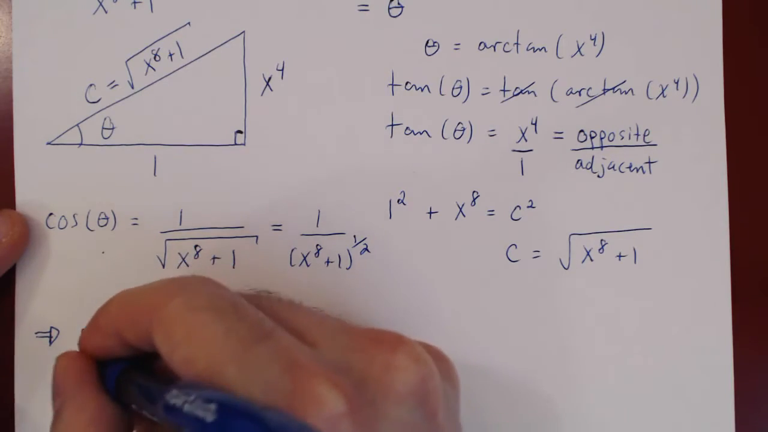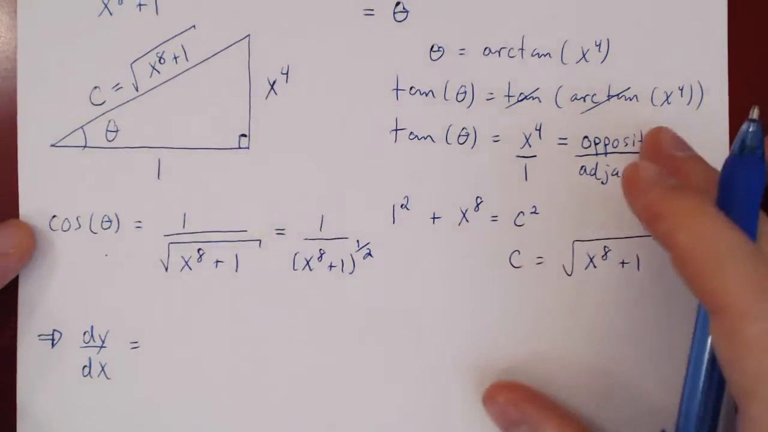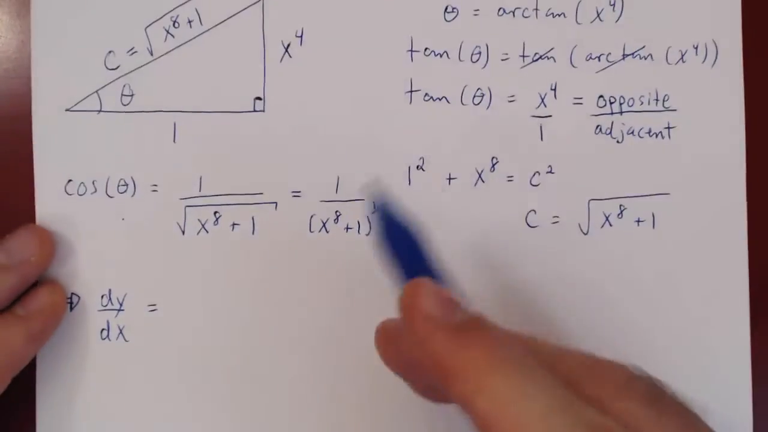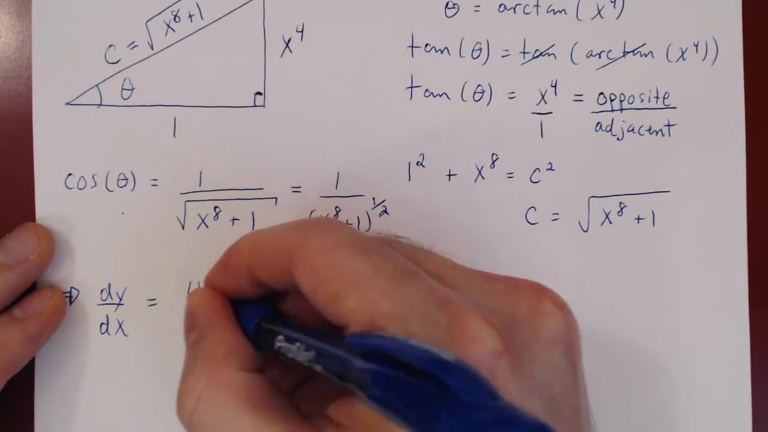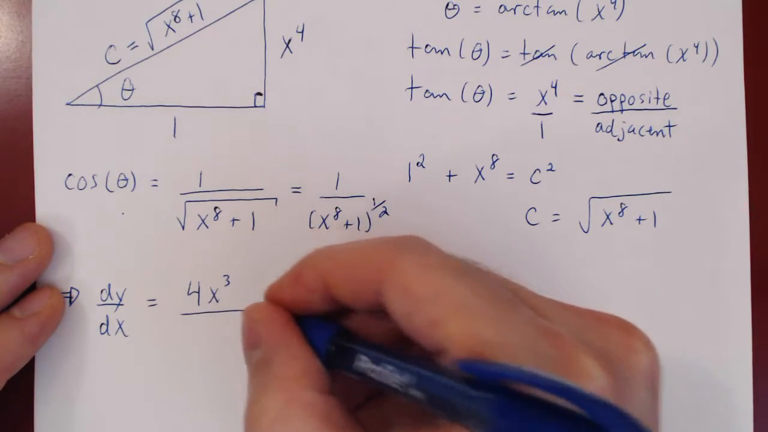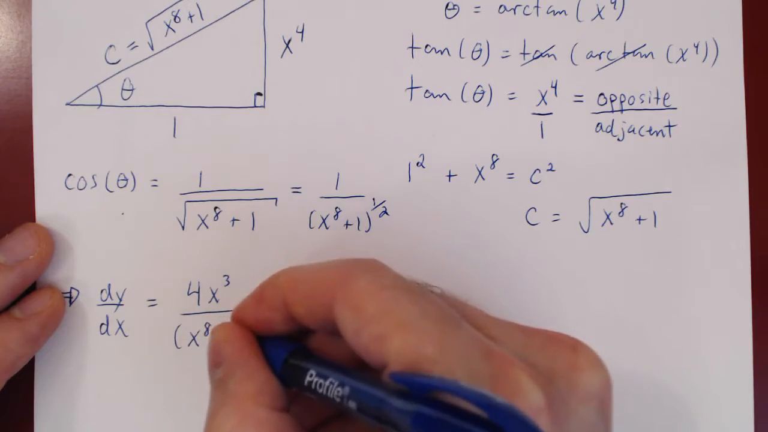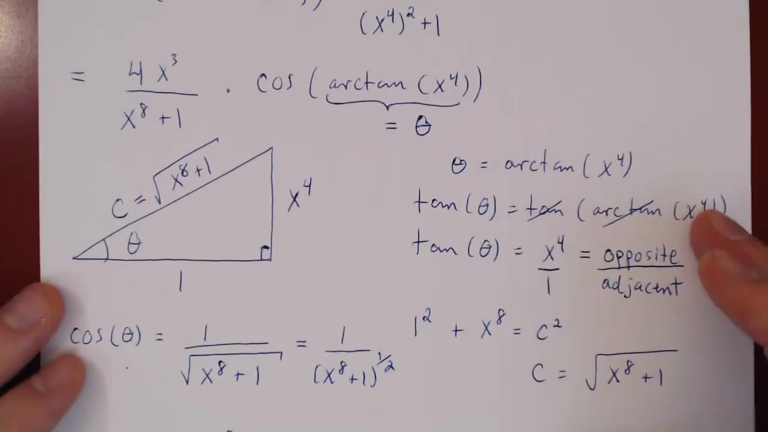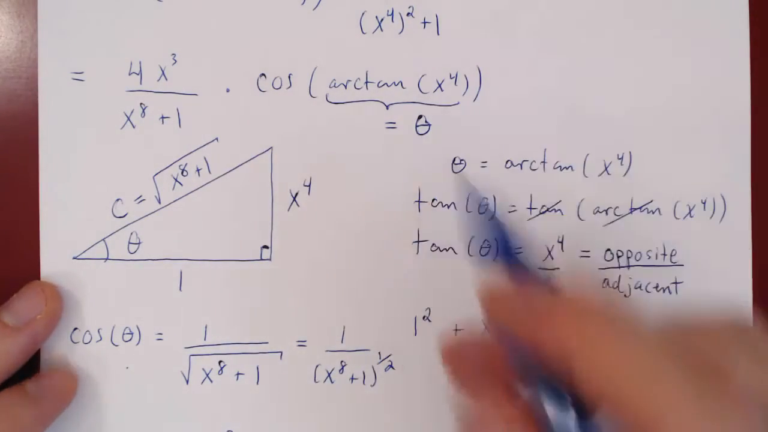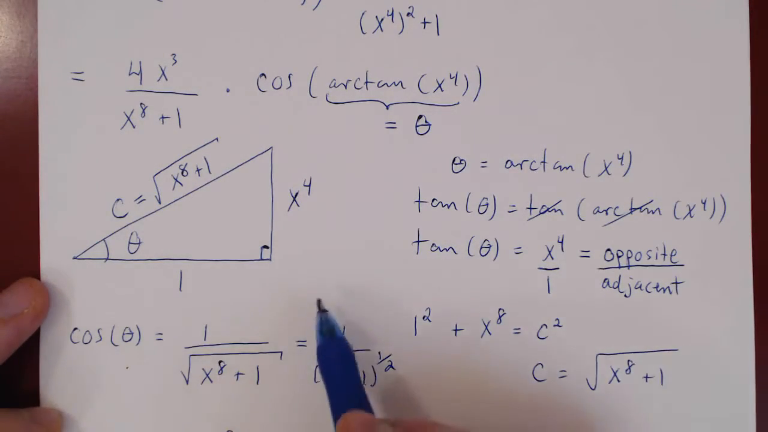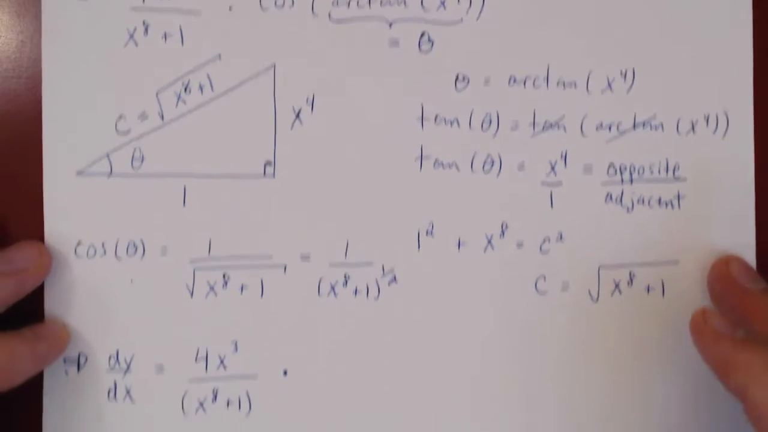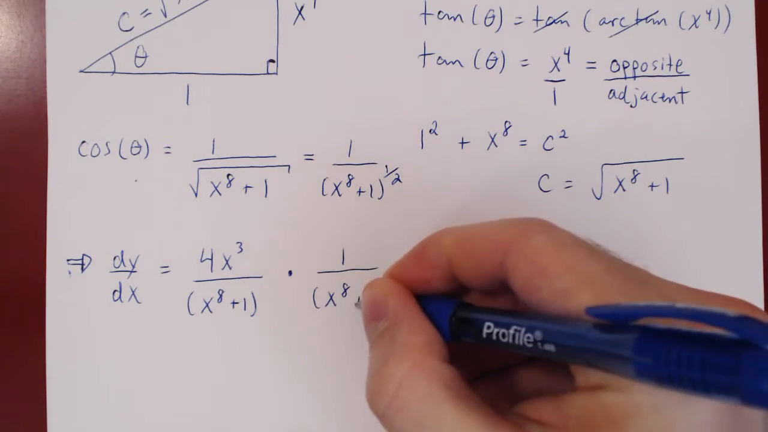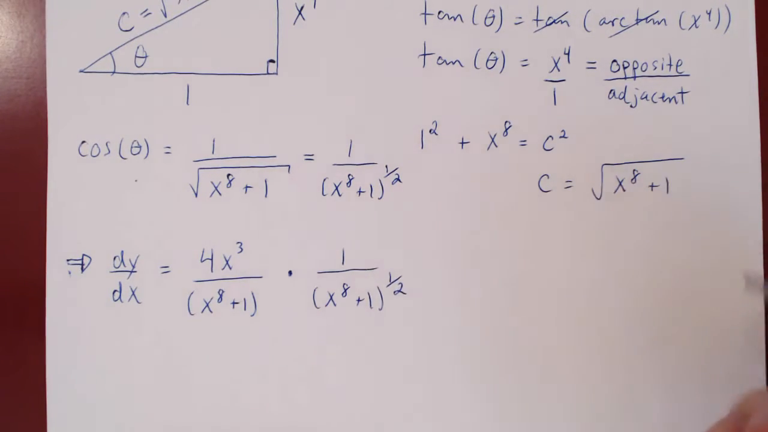Our derivative, dy over dx, was equal to, let's write the first part, 4x cubed over x to the 8 plus 1, times cosine of theta, but cosine of theta is just 1 over x to the 8 plus 1 to the power of 1/2. So times 1 over x to the 8 plus 1 to the power of 1/2.